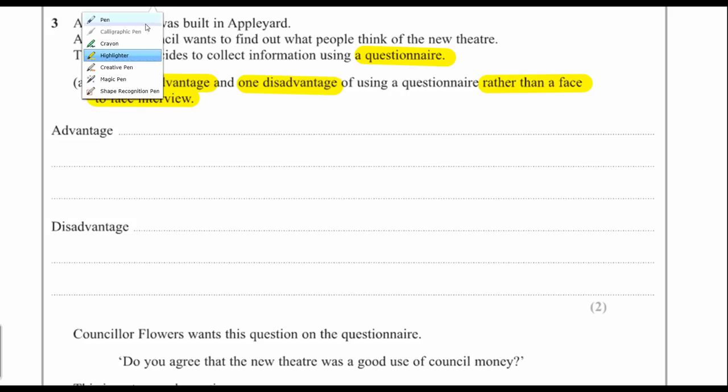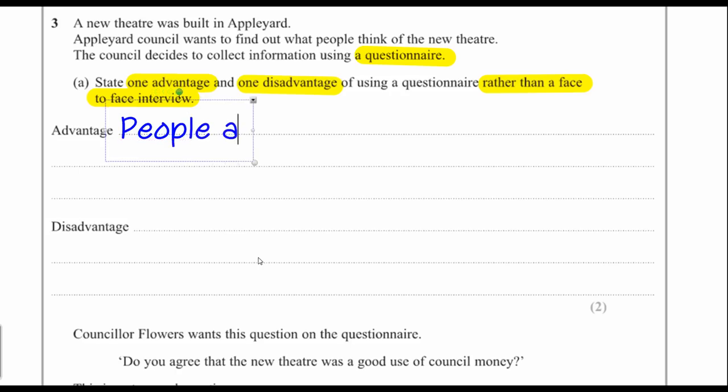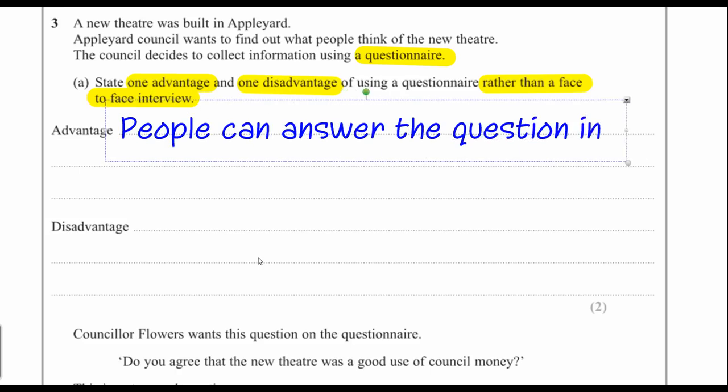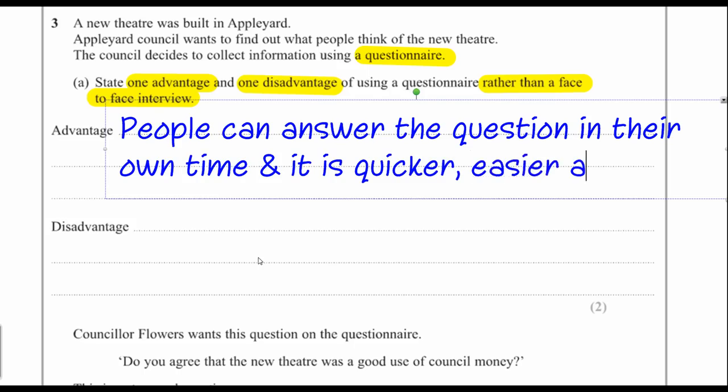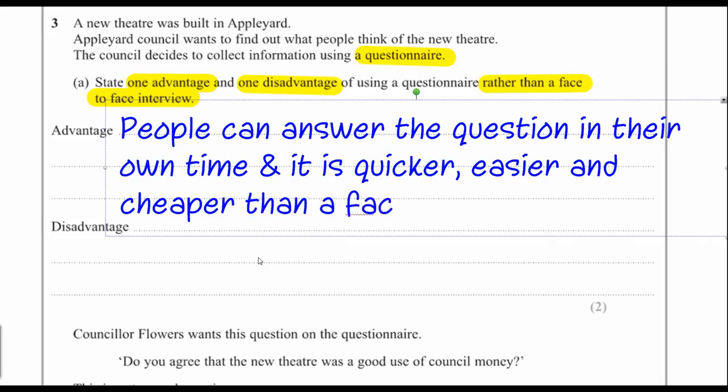So first one, for the advantage, we want to say, why is a questionnaire better? Well, it's better because people can answer the question in their own time. And it's quicker and easier. Quicker, easier and cheaper than a face-to-face interview. Okay, so that's good reasons for it.